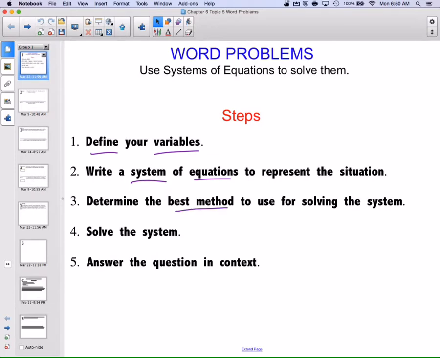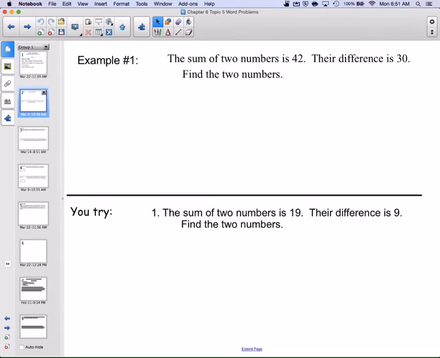Determine the best method for solving. Okay, do the solving itself. And then make sure when you answer the question it's in context. We don't want to just say 2, 3, for example. We might want to talk about what it's actually asking, whether it's like amount of money or time or something like that. Okay, let's take a look at the first example.